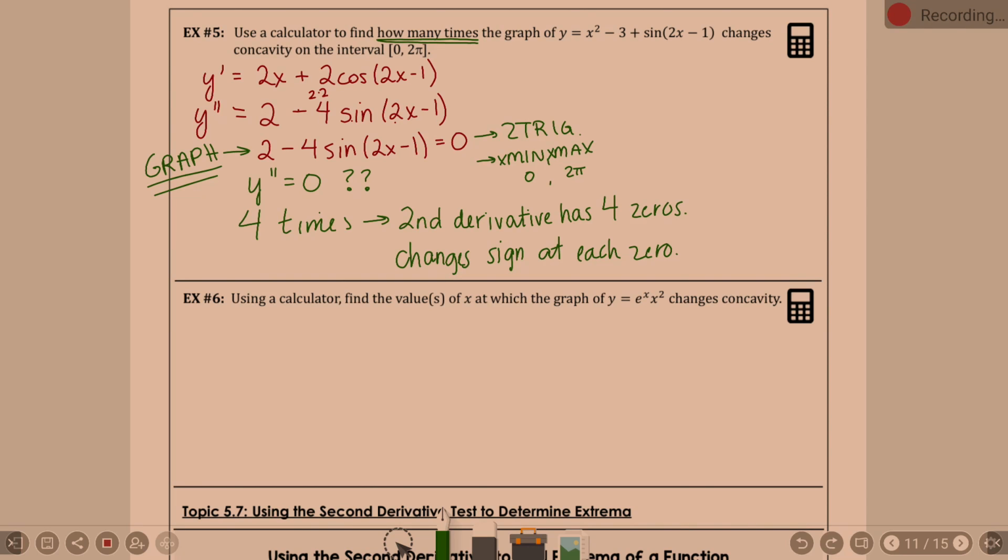Okay. Number 6, I have in my notes to skip, and I see why. It's pretty much the same type of thing we just did, right? It says using a calculator, so you're still going to find your derivatives, and then look for how many zeros, yes? Can I skip? Yes. I'm skipping.